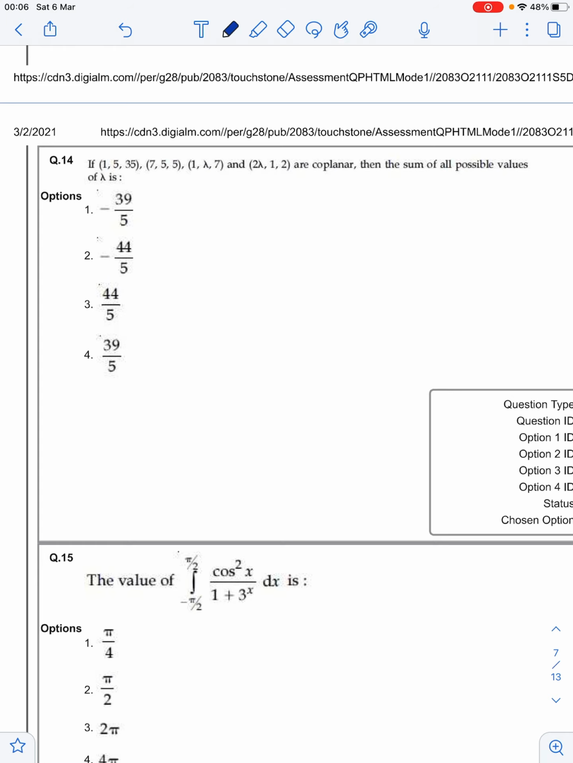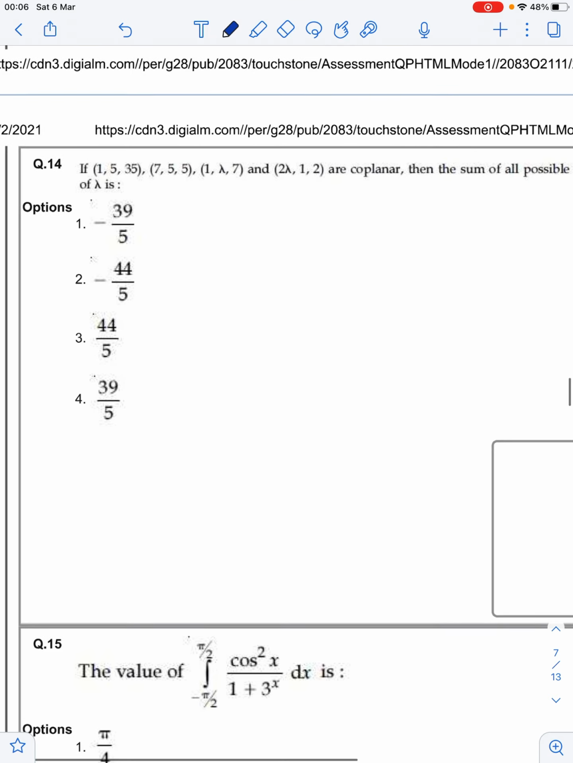Question number 14, rather an easy question again from 3D. Now 1, 2, 3, 4 are coplanar.